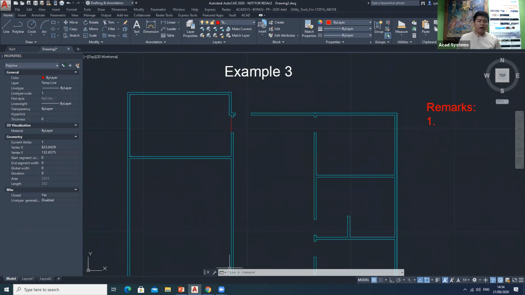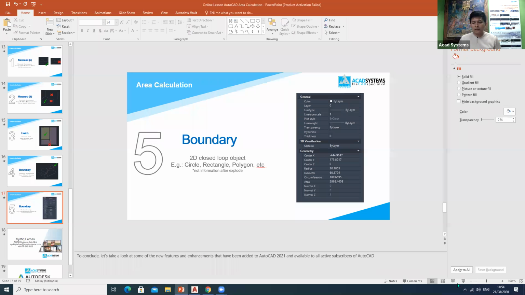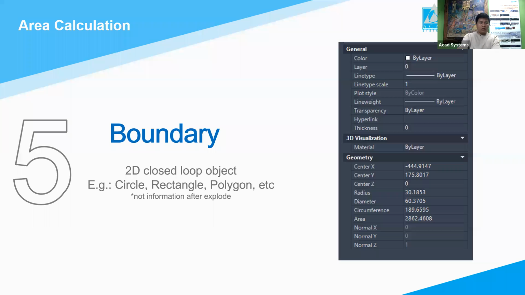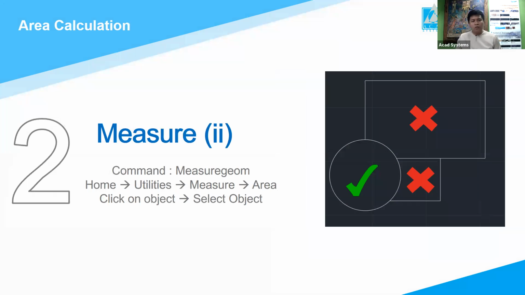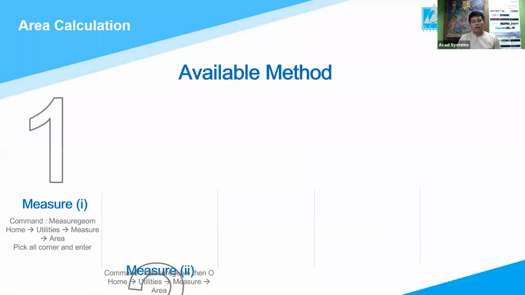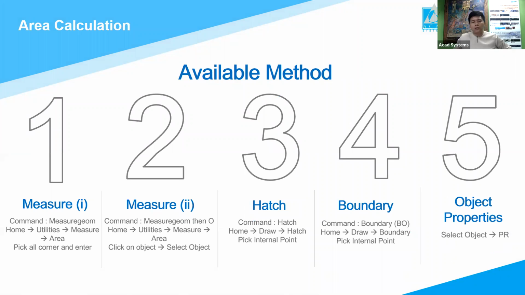Okay, I go back to my slide presentation. Right, so they will have 4, in total 5. So we can conclude that we have 5 methods in total to calculate the area using AutoCAD. But if you have another method, it's also good.